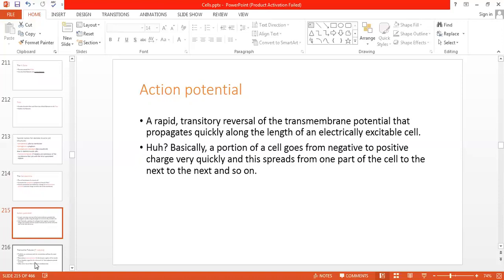So basically a portion of the cell goes from a negative to a positive charge very quickly, and this spreads from one part of the cell to the next and so on.